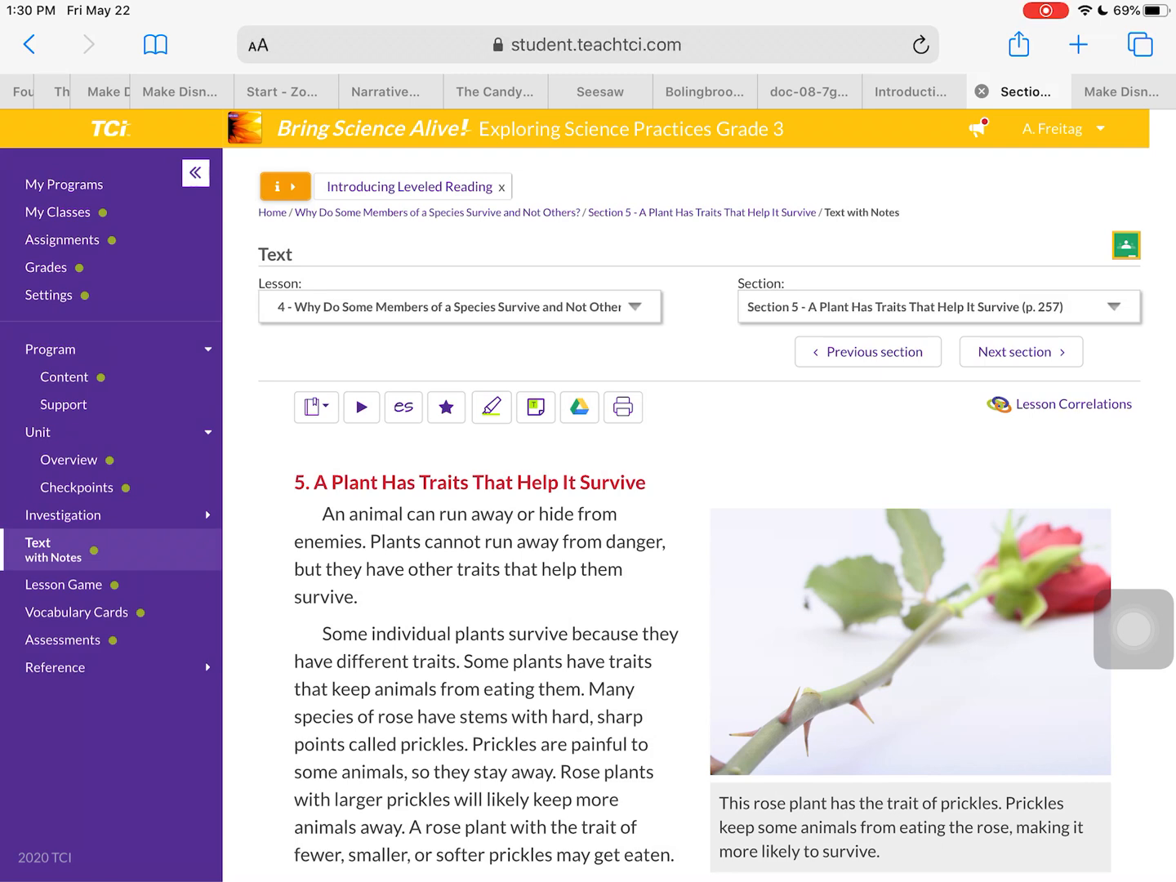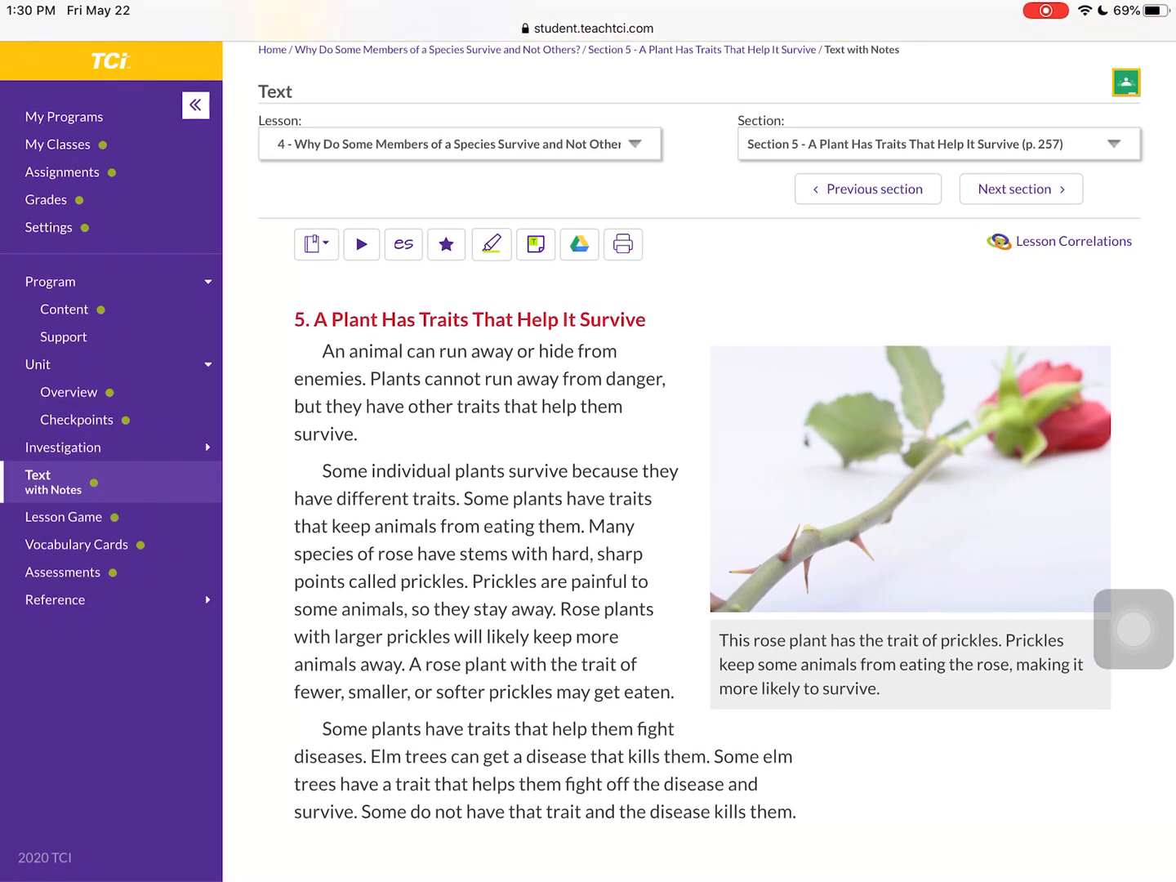A plant has traits to help it survive. An animal can run away or hide from enemies. Plants cannot run away from danger, but they have other traits that help them survive. Some individual plants survive because they have different traits. Some plants have traits that keep animals from eating them. Many species of rose have stems with hard, sharp points called prickles. Prickles are painful to some animals, so they stay away. Rose plants with larger prickles will likely keep more animals away. A rose plant with the trait of fewer smaller or softer prickles may get eaten.